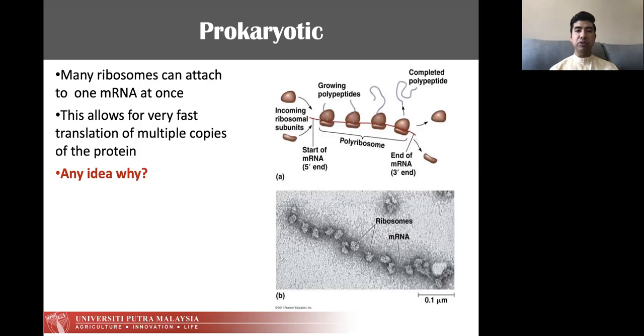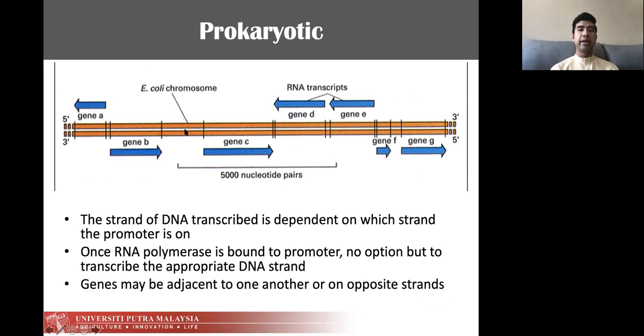Why is it that when it comes to prokaryotes, it's polycistronic, allowing very fast translation? Because, like I said, it's to accommodate their high growth rate, or their high cycle rate. It's the same for eukaryotes too. This is an example of prokaryotic circular DNA. Okay, you have your 5' and then you have 3'.